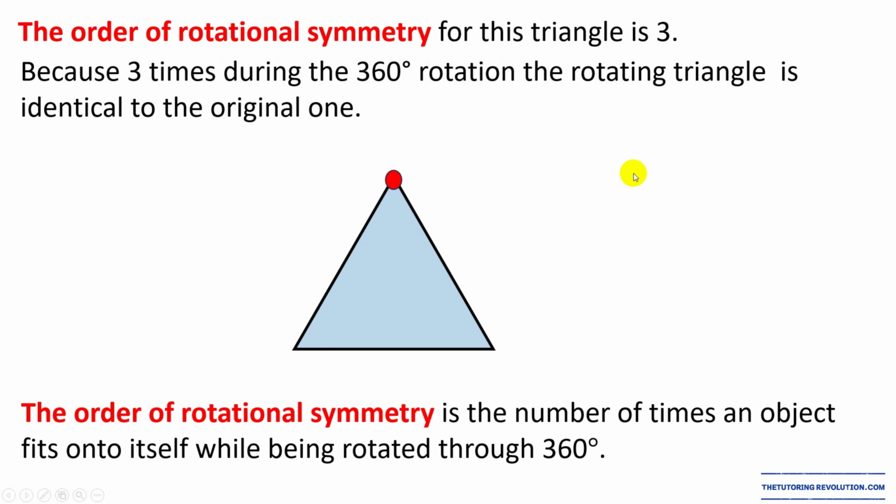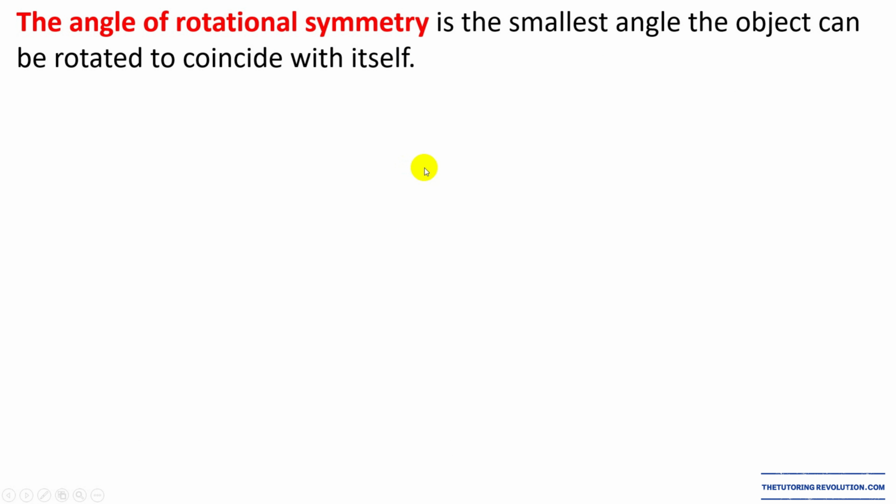The order of rotational symmetry is the number of times an object fits onto itself while being rotated through 360 degrees. The angle of rotational symmetry is the smallest angle the object can be rotated to coincide with itself.